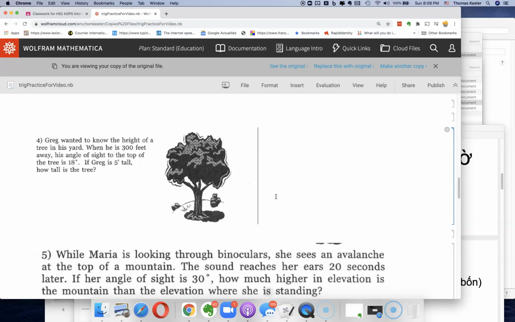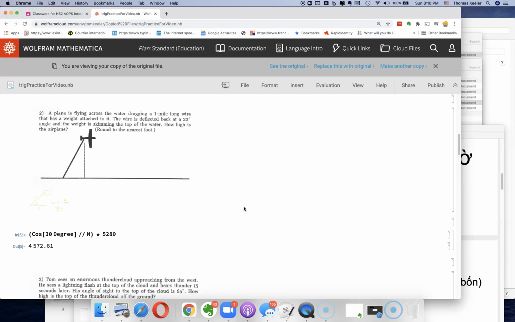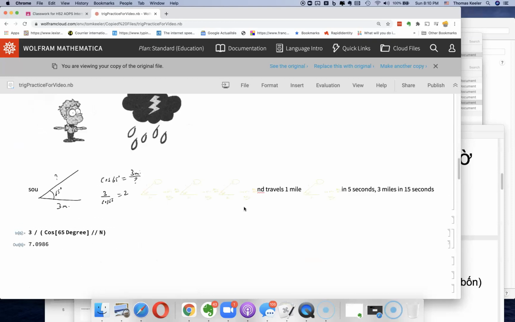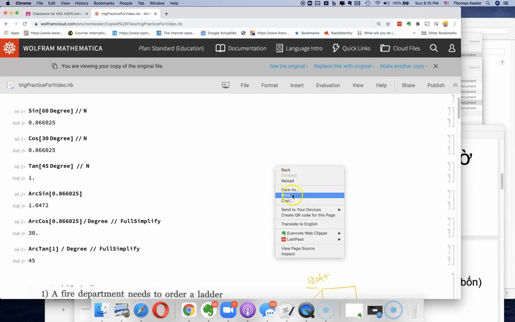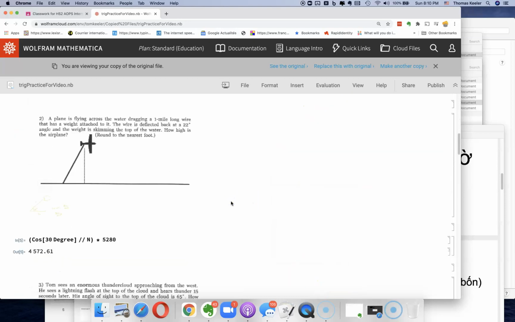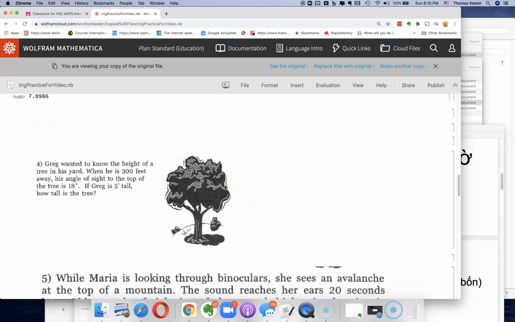Okay, so let's see if we can just copy this. So we copy it, and let's see if it pasted in. It didn't paste in. There's a more laborious way of doing this that I could do. Okay, so I just Control V and that works. Alright, so there's a diagram.